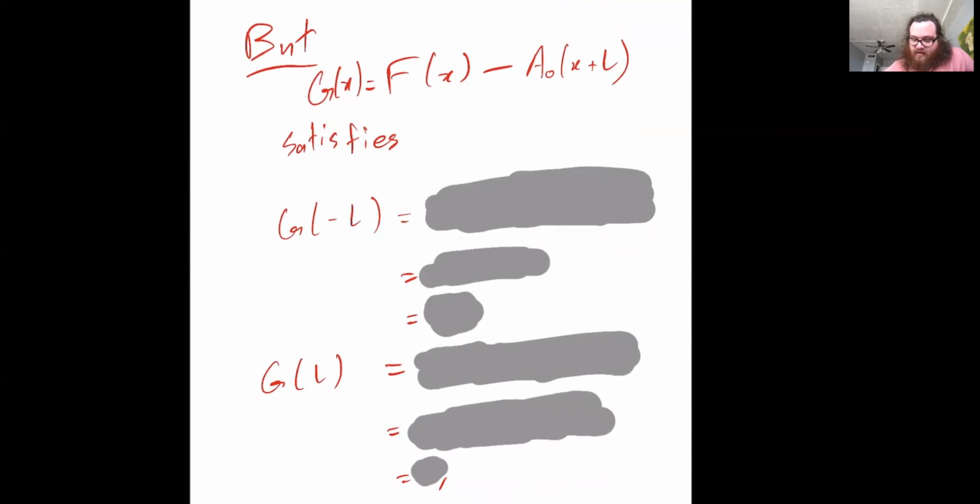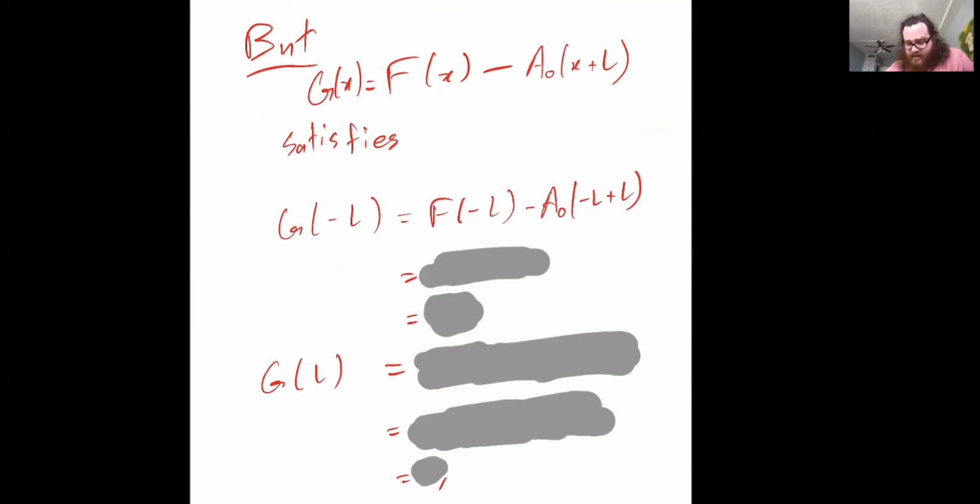If we plug in negative L, here's what we get. This we saw before, right? This term right here is the integral from negative L to negative L, which is 0. This stuff right here, this is also 0. So g of negative L is 0 minus 0, which is just 0.